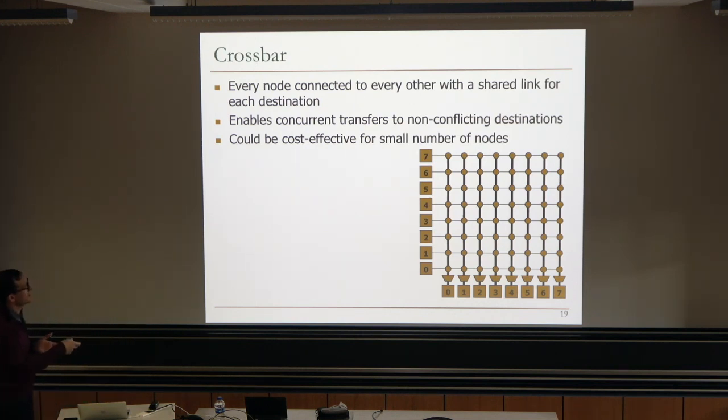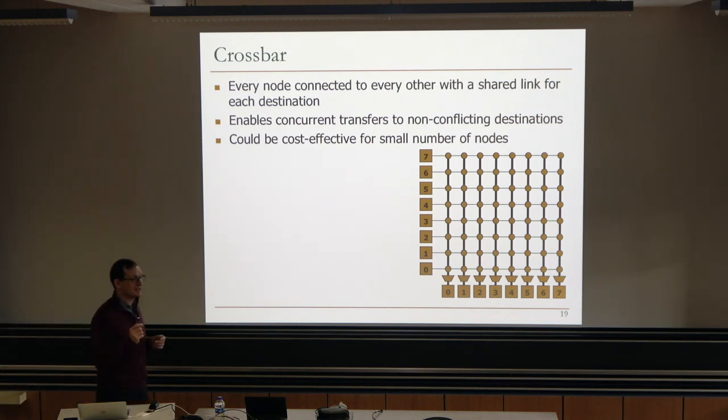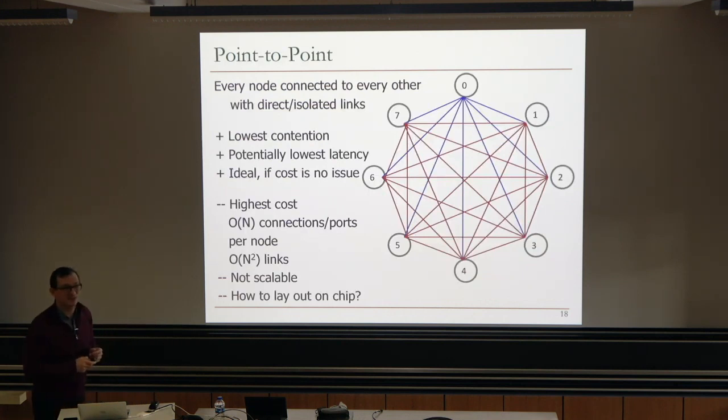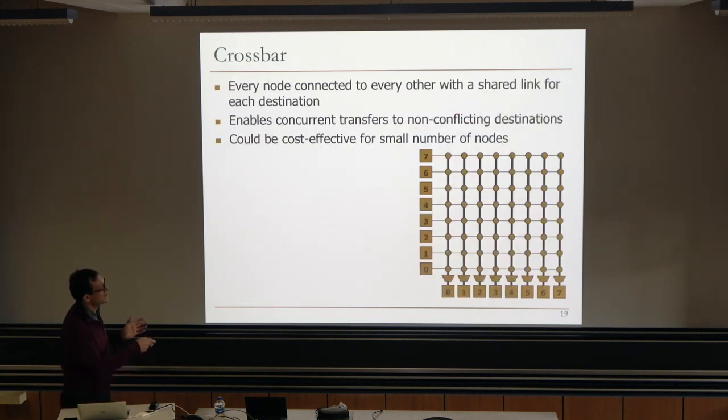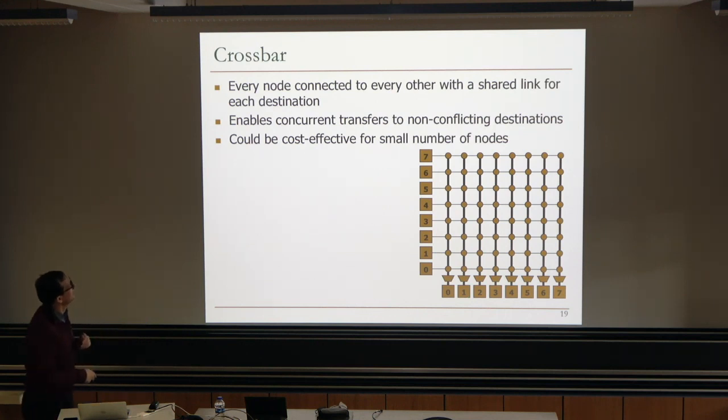Every node is connected to every other. But now you have a shared link for each destination, and that makes all the difference compared to this. Right. Here, you don't have any shared link. Everybody's independently connected to every destination. Here, every destination has a shared link across every source, from every source. Right. Basically, if node 7 wants to send something to, let's say, bank 0, it goes through this shared link. If node 1 wants to send something to bank 0, it goes through that shared link also.